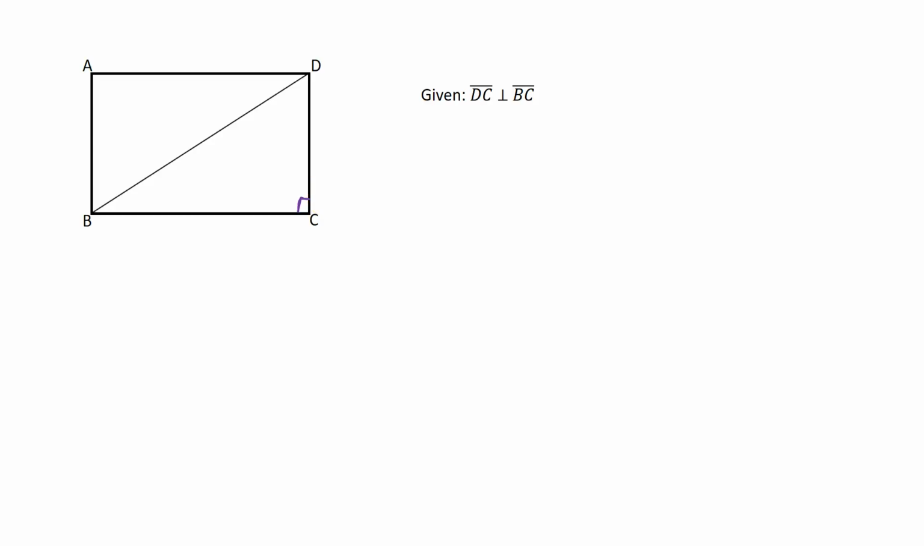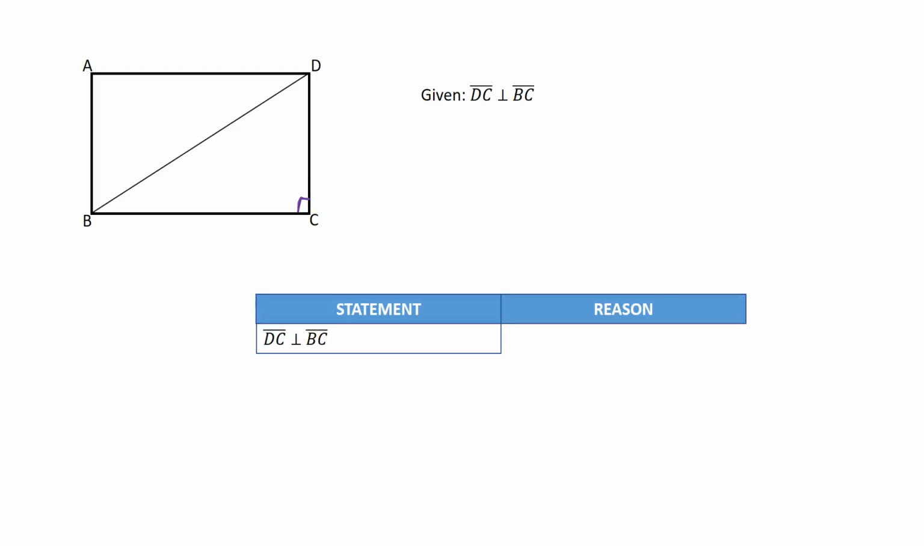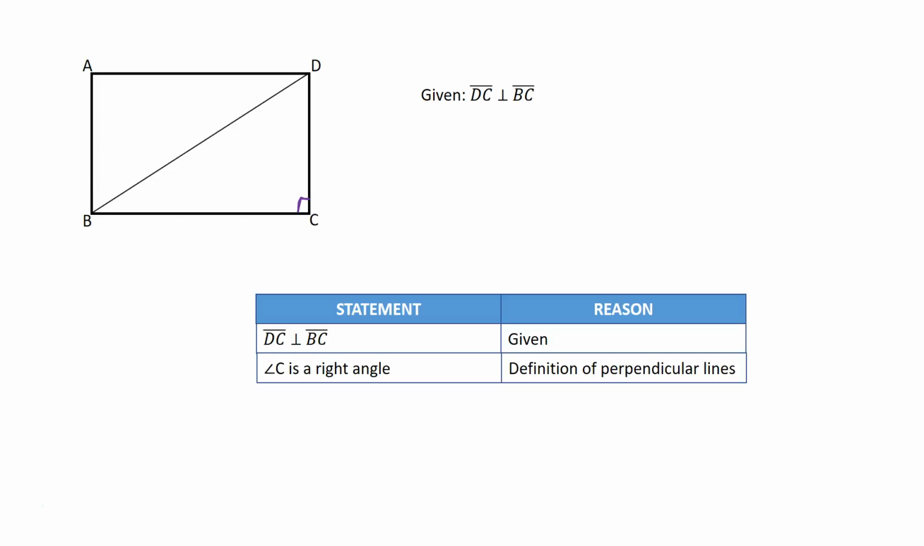And so the way you would show that in a proof is just like this. You would use your given statement first. DC is perpendicular to BC. And then you could say angle C is a right angle. And the reason for that is what we know, the definition of perpendicular lines. So any definitions that we know, like definition of parallel lines, perpendicular lines, angle bisectors, anything like that, we can use in a proof. And the reason is just the definition. Same thing with the definition of midpoint, which we've used in some of the earlier examples.